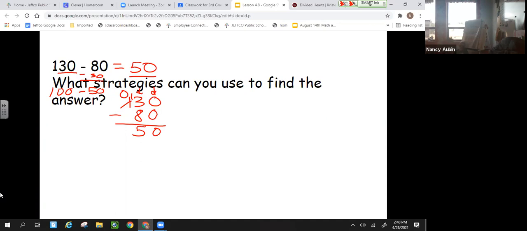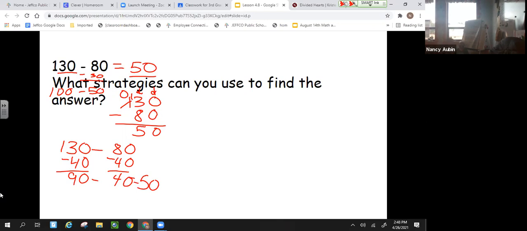What about you, Finn? So Finn did 130, so he's looking at 130 minus 80, but he took 40 away from this to get 90. Took 40 away from this to get 40, and then he subtracted that and got 50. Oh, I get it. Got it. Okay. What'd you do, Lila?